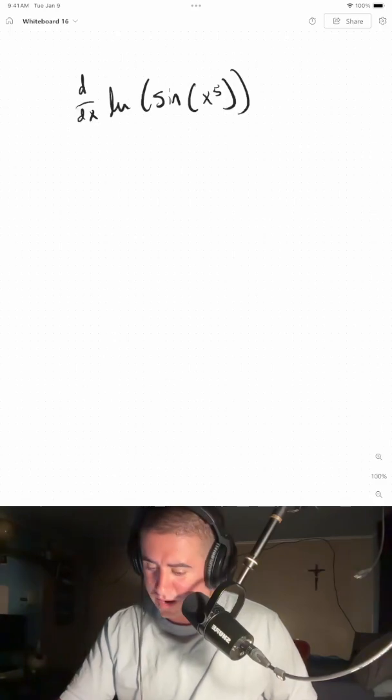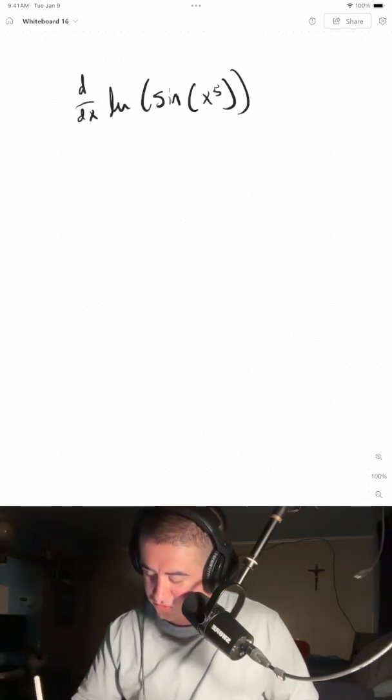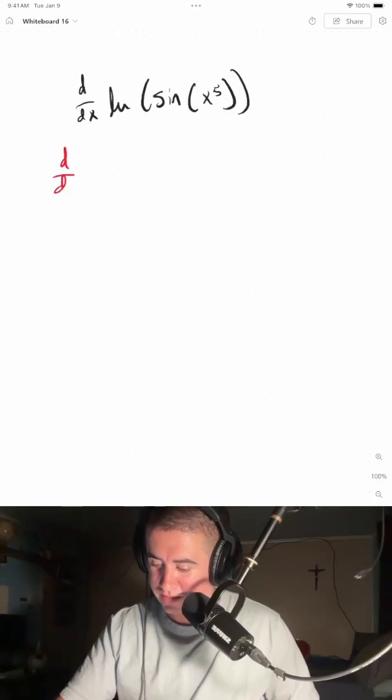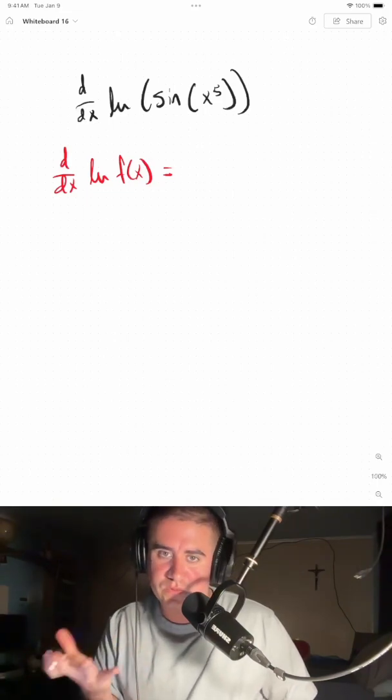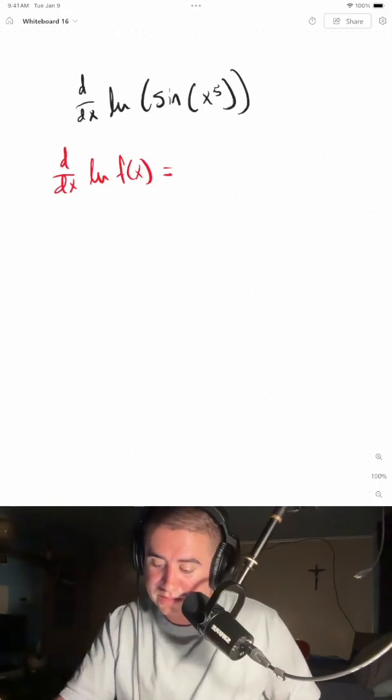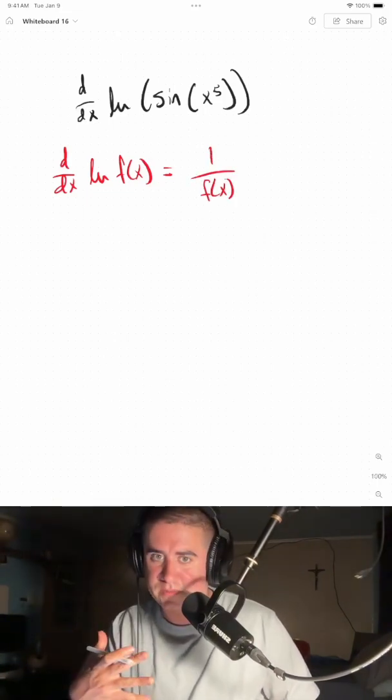But anyways, let's get moving here with this one. So as with every natural log, the rule that I like to write down is d over dx of ln of f of x. The reason I put f of x is because f of x could be anything. And we know that the derivative of ln x is just 1 over x. But in this case, it's 1 over f of x, because again, it could be something else other than x.